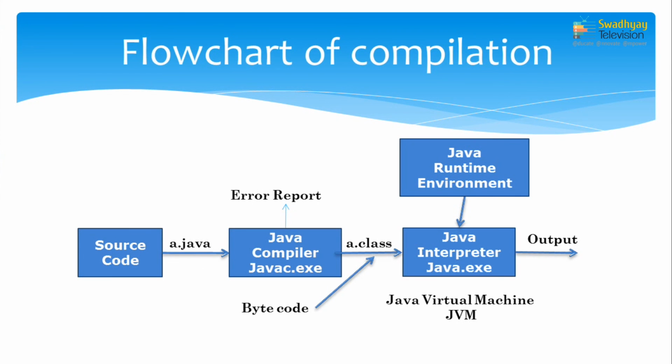Now we discuss the flow chart of the compilation process. Our source file extension is java. For example, if my source code file name is a.java, then first I need to compile my program. So, I use the Java compiler, which is also a program, javac.exe. I compile this a.java program using javac.exe, and it generates bytecode instead of object code, as we discussed earlier.